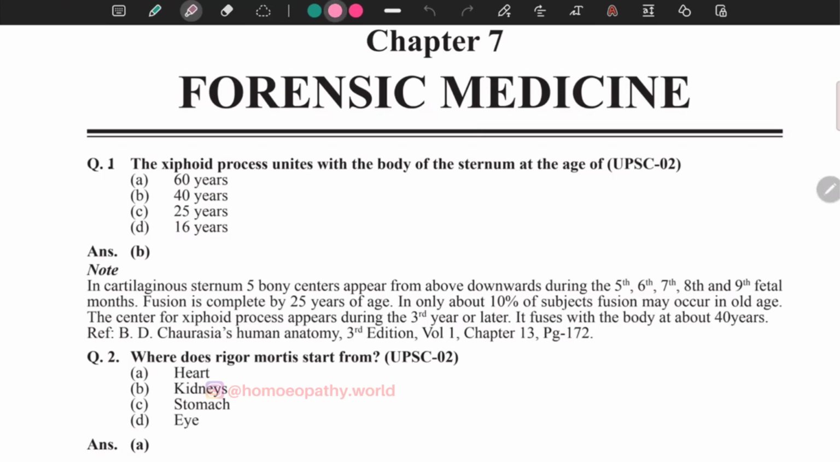That is, the xiphoid process unites with the body of the sternum at the age of A. 60 years, B. 40 years, C. 25 years and D. 16 years. So the answer is 40 years.